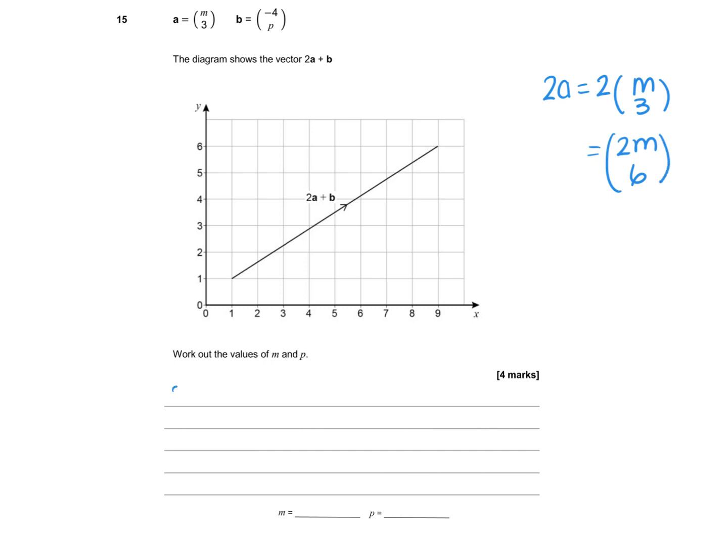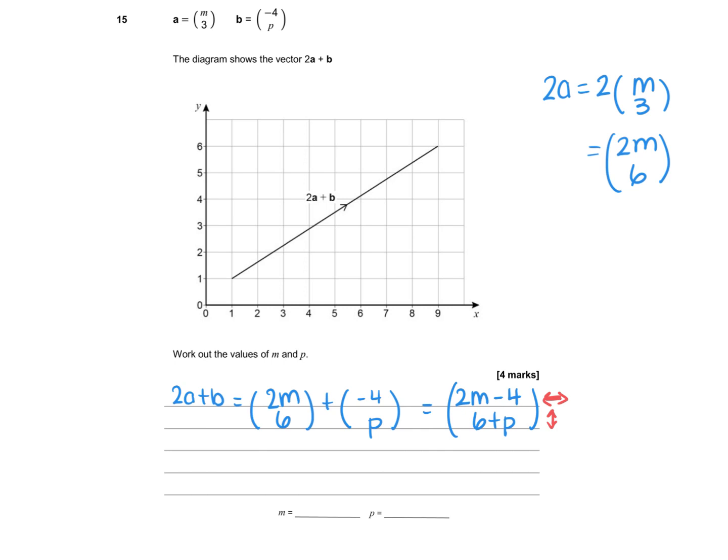So if I wanted to work out 2A plus B, that would be 2M and 6 plus -4p. So that looks like 2m take away 4 and 6 add p. And what this is telling me as 2a plus b is, this is telling me how much is going in this direction, right and left, and this is telling me how much is going up and down. So let's go and look at the diagram.